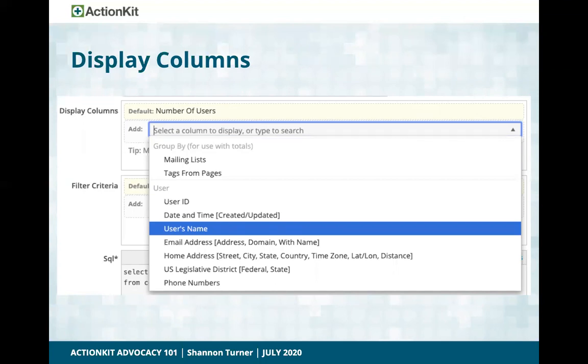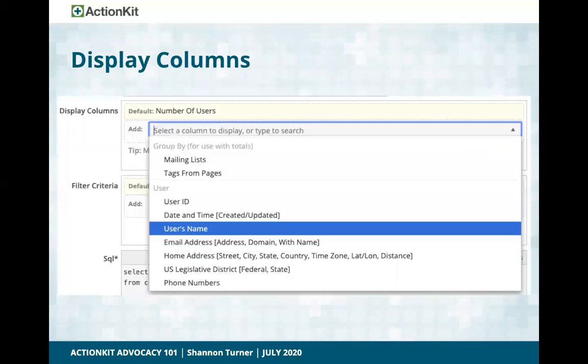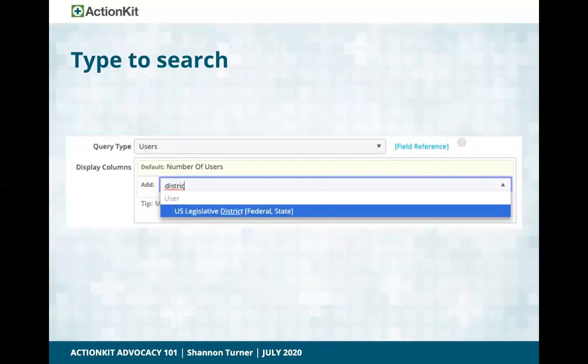Now, there's so much information to sift through in these drop-down menus, so I really want to call out that you can type to search. If I start typing for district, because I want my first column to be the US legislative district, it's going to narrow those results down from this to just the one.